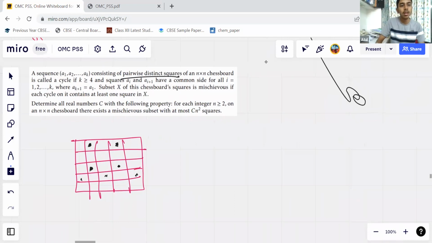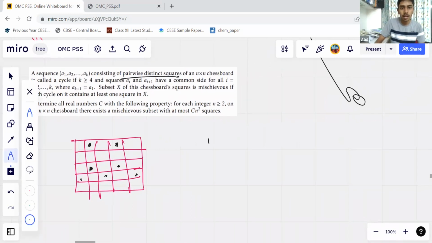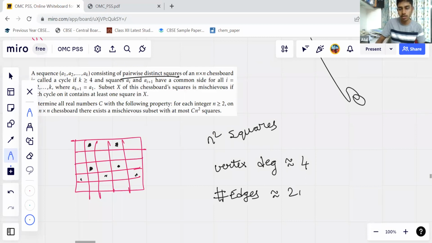Yeah, actually, I think this has to be graph theory or something. So we know there's like n squared squares, and most of them have degree around 4. Let's just assume we're working with n sufficiently large, so I'll really ignore all of the border squares for now. So we know every vertex has degree approximately 4. So the number of edges should be around 2n squared.